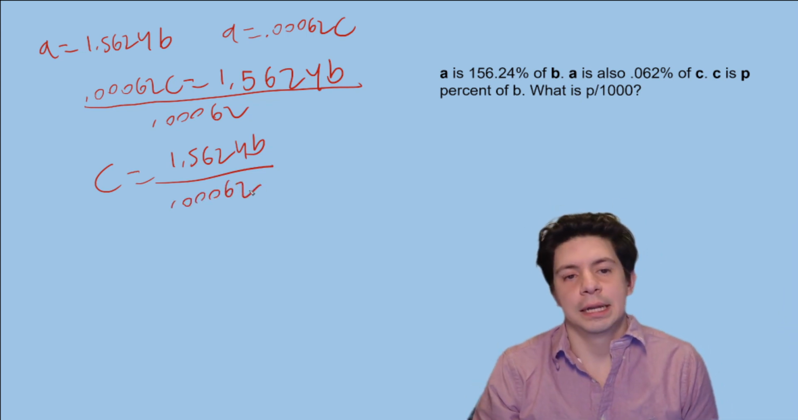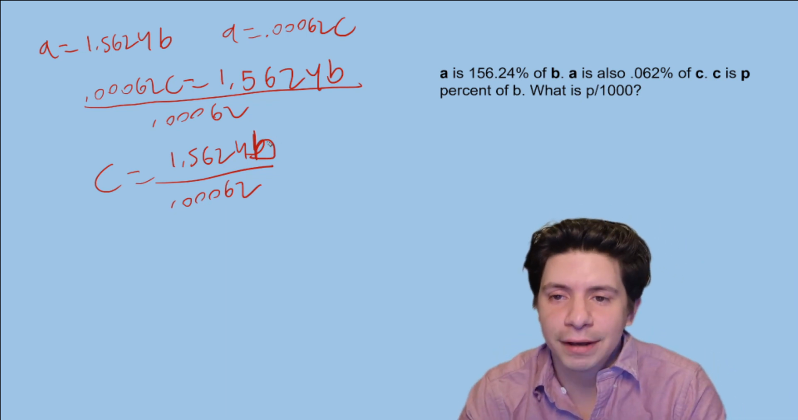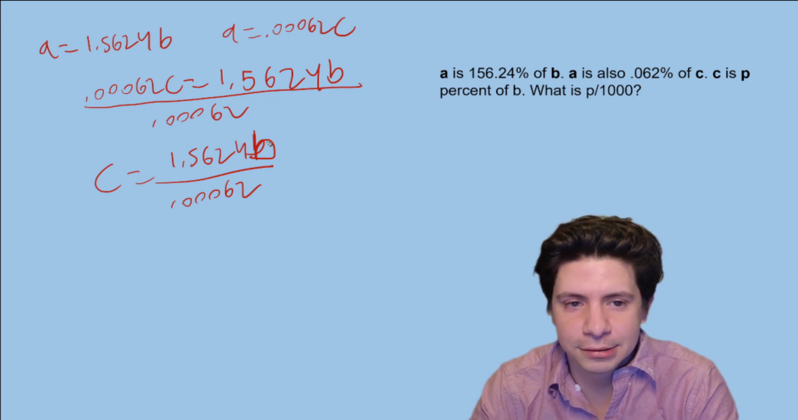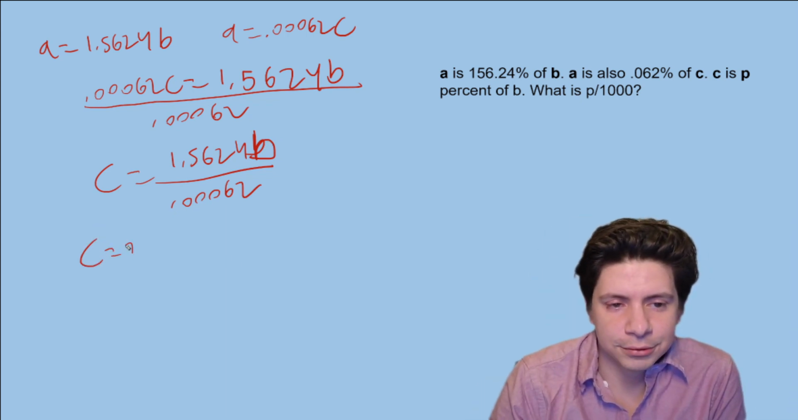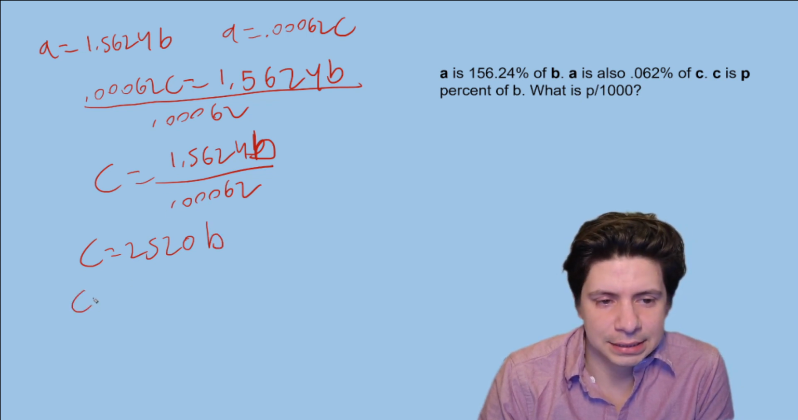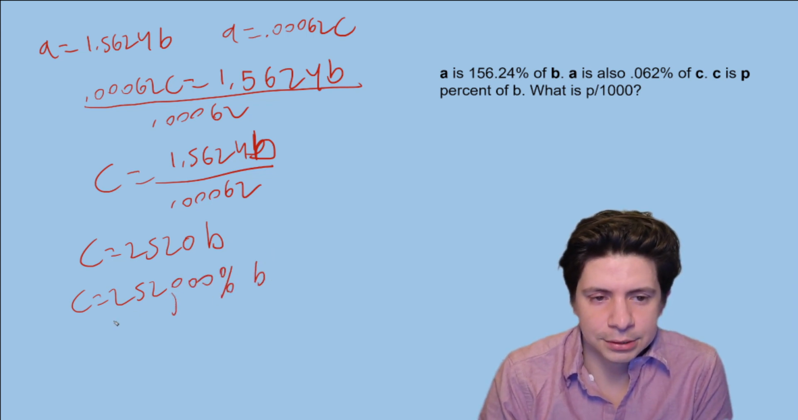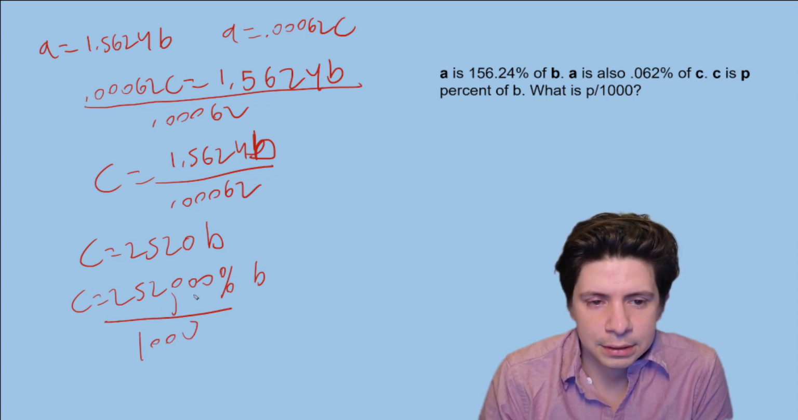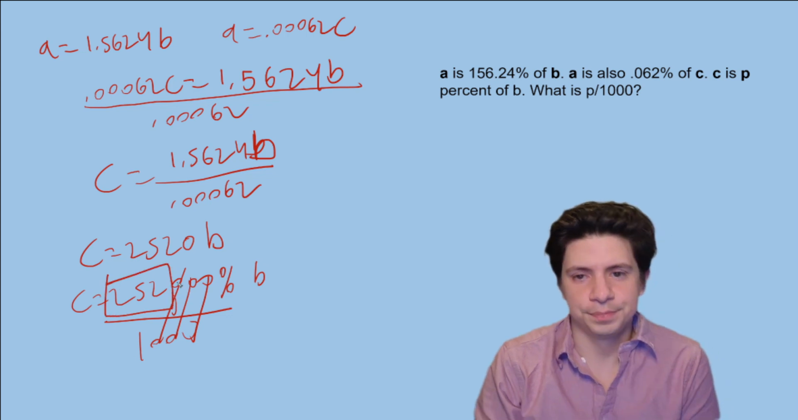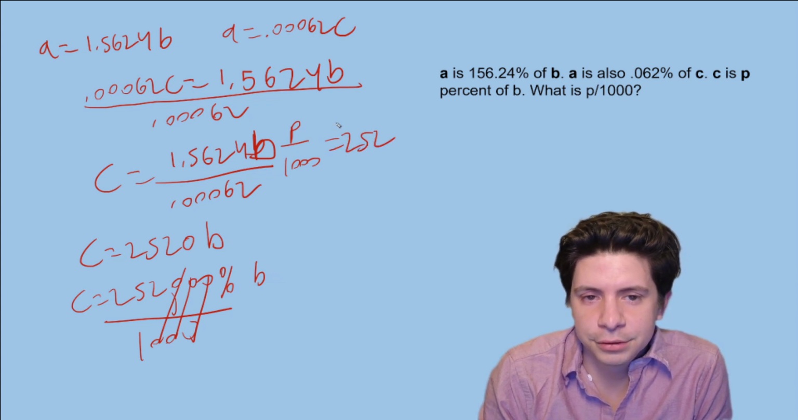0.00062. So let's find what that is, and that'll give us the decimal value. We convert it into percent, and then we divide by 1,000. This gives us C equals 2520 of B. So that means C equals 2520.12% of B. So then we're going to divide this by 1,000. And these 3 zeros cancel, 1, 2, 3. So we get 252. So we're going to get P over 1,000, right, equals 252.